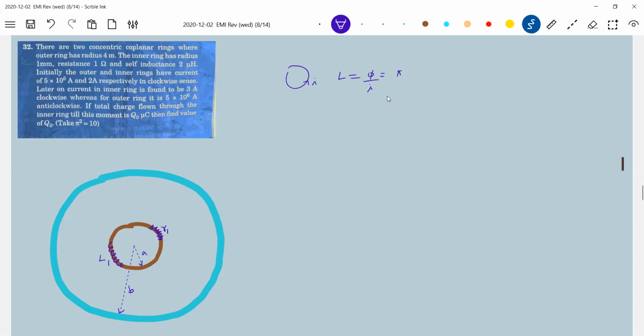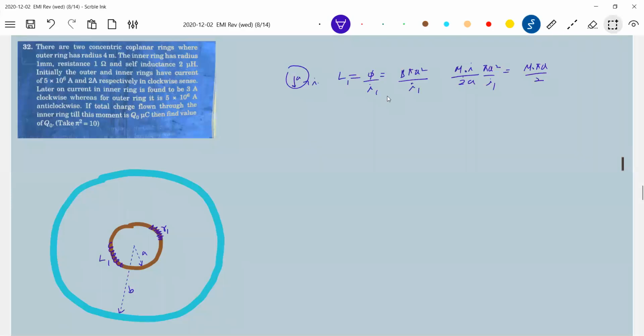What is the flux linking it? B into pi r square, or pi a square. What is B equal to? Mu naught I by 2a, times pi a square, I. So this will be mu naught pi a by 2. This is the self-inductance of that inner ring. Agree with this? So that L1 is what I'm showing here.